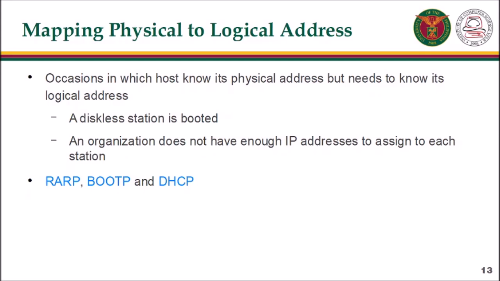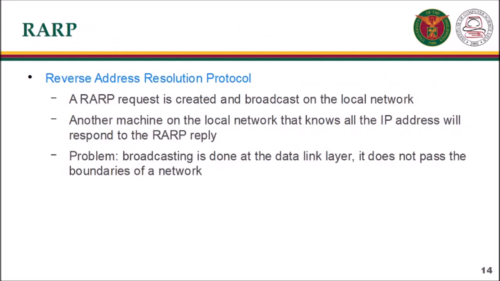There are occasions in which the host knows its physical address but it needs to know its logical address. One is when a diskless station is first booted. Another is if the organization does not have enough IP addresses to assign each station. There are three protocols that are used in this situation: the reverse ARP, bootp, and DHCP.